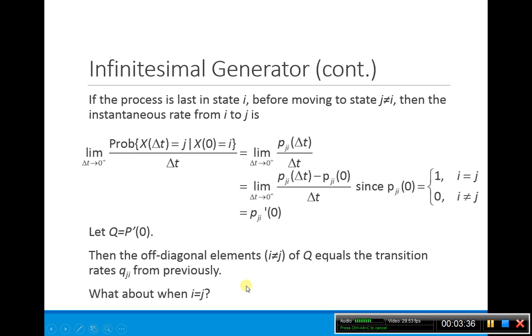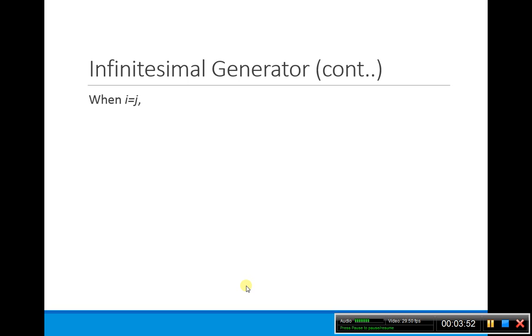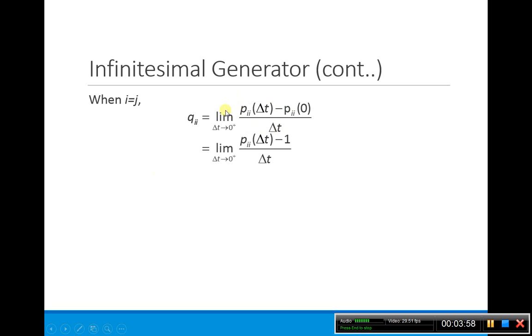So the question is what are our diagonal elements for this infinitesimal generator matrix Q? This is going to be a matrix in which the off-diagonals give us our transition rates, but we need to figure out what happens when i is equal to j. So when i is equal to j, q_ii is defined to be P prime of 0, so here this is going to be p_ii of delta t minus p_ii of 0 over delta t, so just our derivative. p_ii at 0 is just 1, so here we have p_ii of delta t minus 1 divided by delta t.